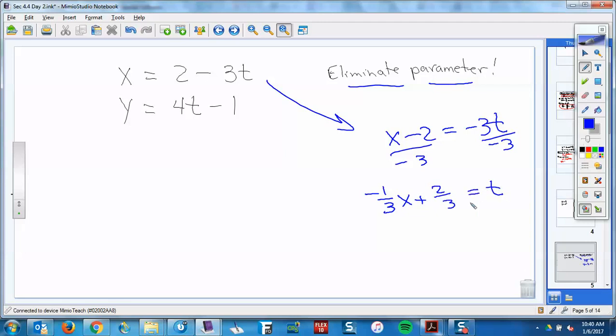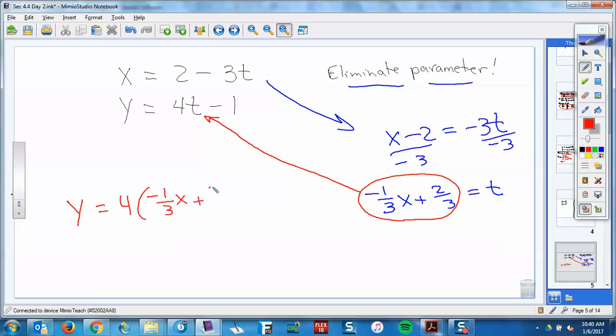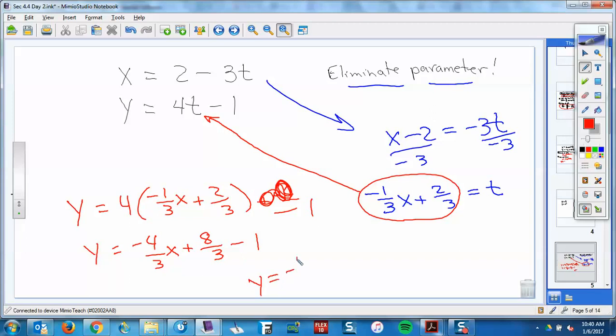That would equal t, right? And then what can I do with that? I'm going to take that and substitute it in for that t right there. So you get y equals 4 times -1/3 x plus 2/3. So it's kind of like a 2 equations, 2 unknowns kind of thing. Minus 1. So I just plug that in for that t. So I'm going to get y equals -4/3 x plus 8/3 minus 1, which is y equals -4/3 x. This would be 8/3 minus 3/3, that'd be 5/3.